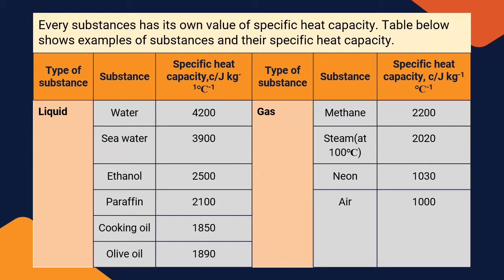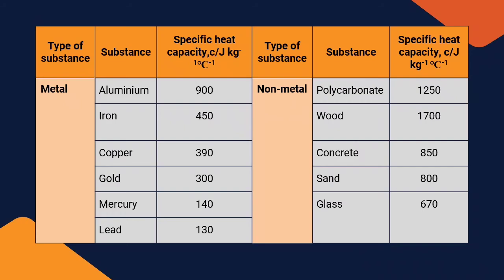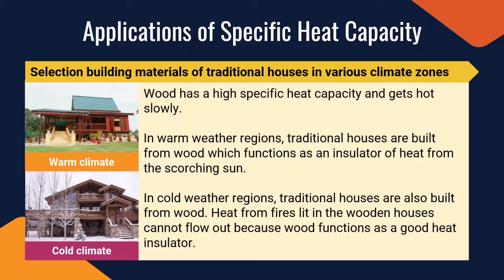In this table, you can see that water has high specific heat capacity. Hence, water needs to absorb a large amount of heat to have a small rise in temperature. This makes water a good cooling agent. Metal, on the other hand, has lower specific heat capacity compared to non-metal. Therefore, objects made from metal get hot quickly when supplied with an amount of heat.